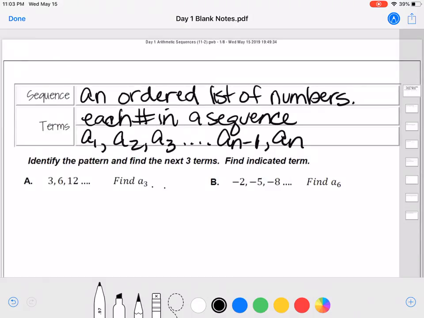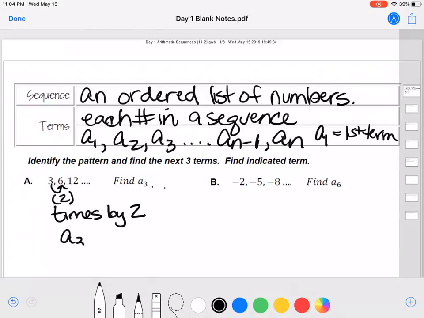So a sub 1 is your first term. It says identify the pattern. We can see the pattern here is times by 2. And then it says find a sub 3. A sub 3 just means the third term in the sequence, so it would be the 12. That's your third term.